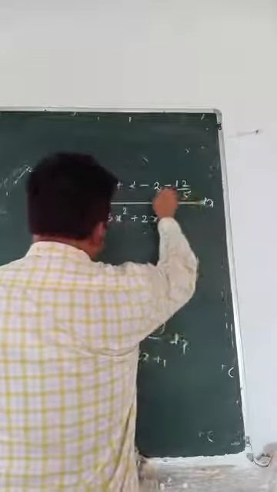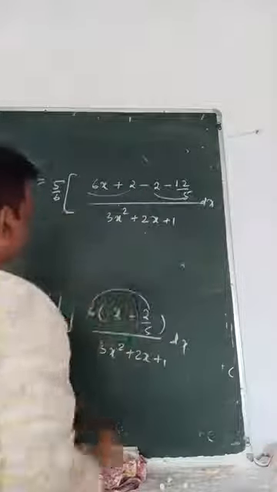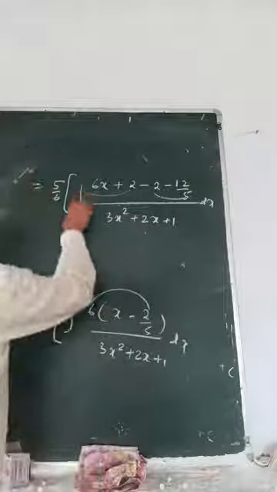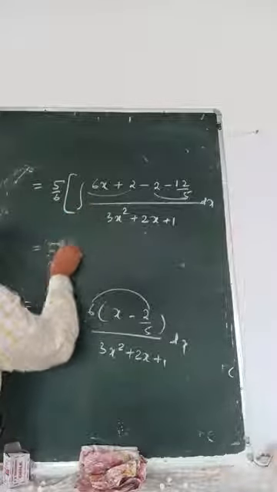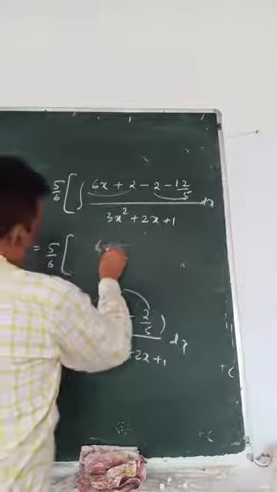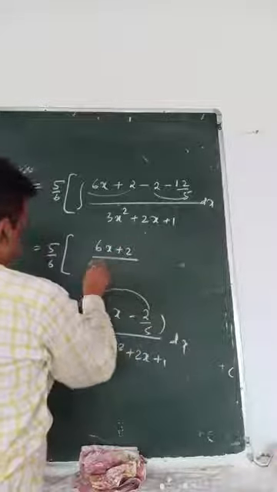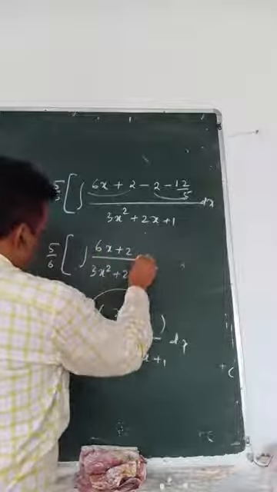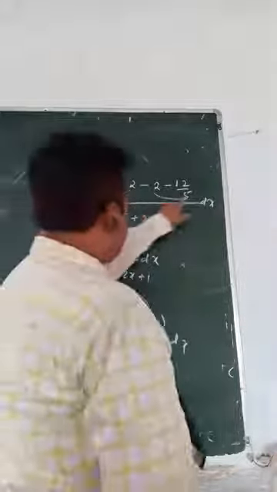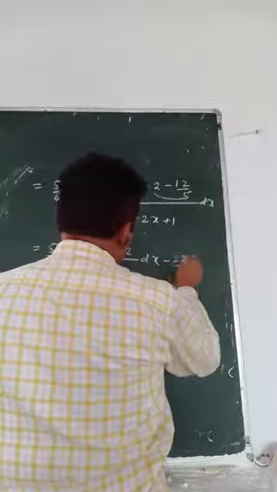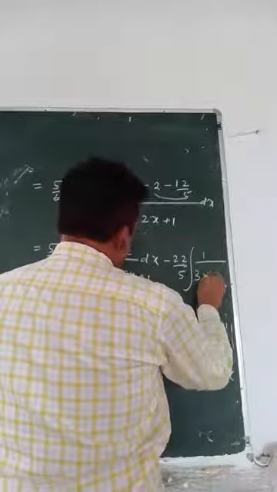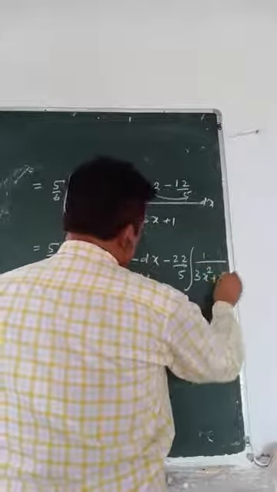So what you do is, these two are separated. Why are these two separated here? Because its derivative is this one. So 5 by 6 will remain outside. It is 6x plus 2 by 3x square plus 2x plus 1. Okay, simplify this. 5 2s are 10, 10 minus 12 is minus 2, so minus 2 by 5 times 1 by 3x square plus 2x plus 1.